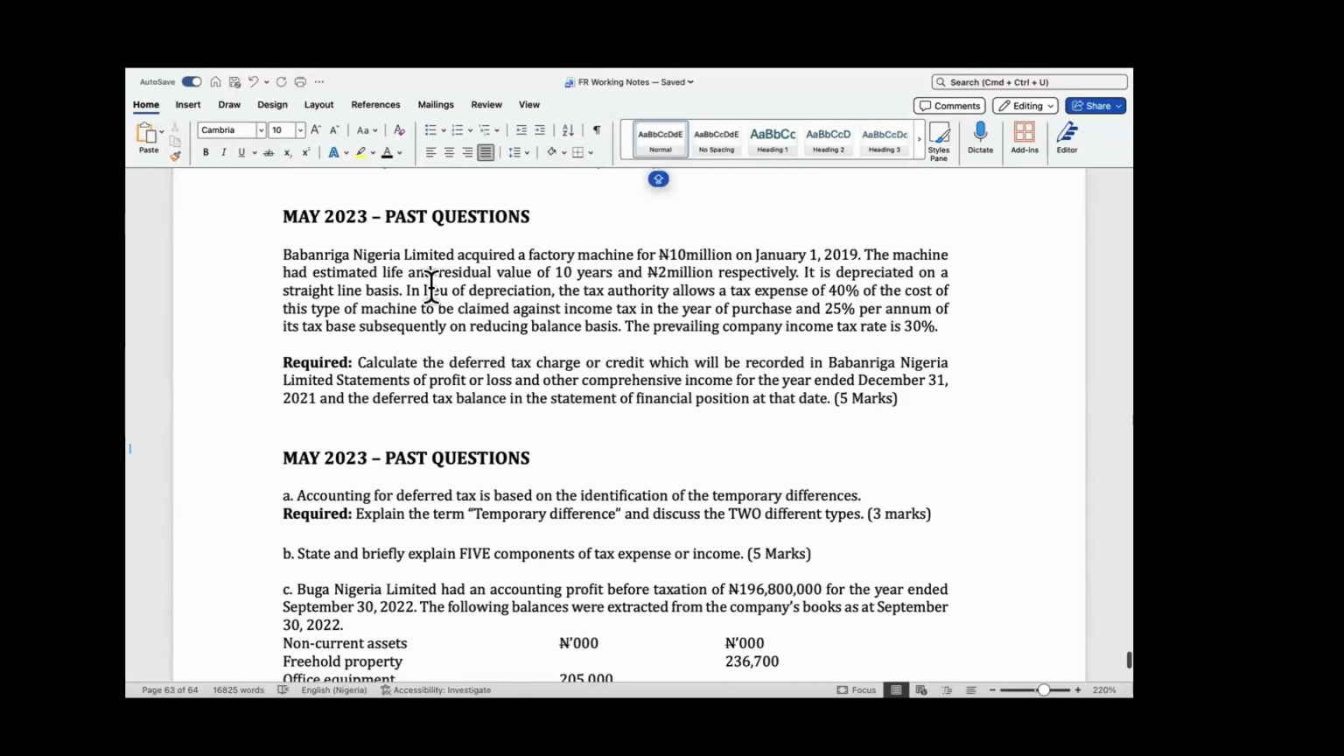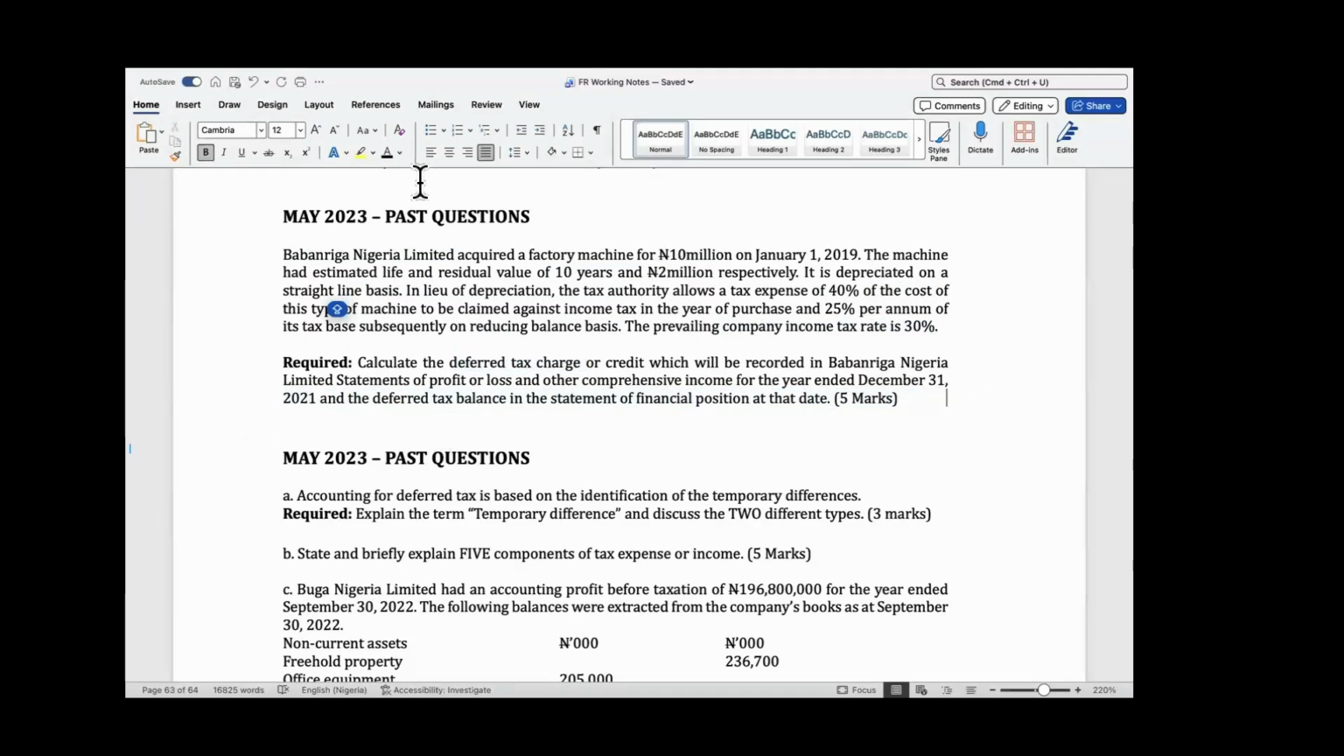Now, another one. Let's see if this one poses any threats. Babangida Limited acquires a factory for 10 million. The machine's estimated life and residual value are given. Depreciation is on a straight line basis. The taxman allows depreciation of 40% of cost against income tax, and 25% per annum in subsequent years on reducing balance. Find the deferred tax charge for 2021, given the prevailing income tax rate.